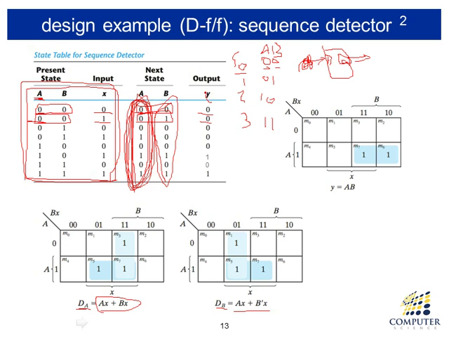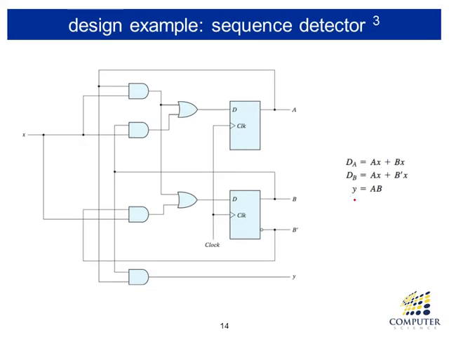For output Y, given A, B, and X, we construct a K-map and then derive an output equation for that. So once we have flip-flop input equations and output equations, altogether they are state equations, and we can draw the logic diagram. Those equations are derived from the state table in the previous slide. Once the equation is given, you can draw the logic diagram.